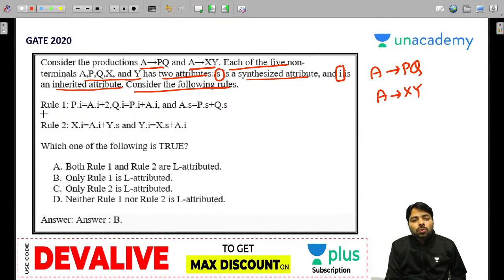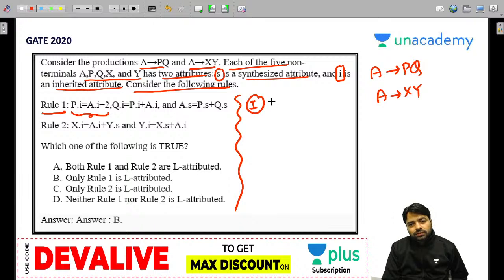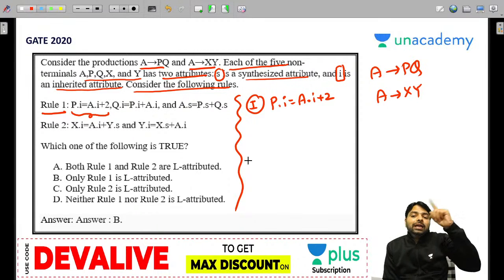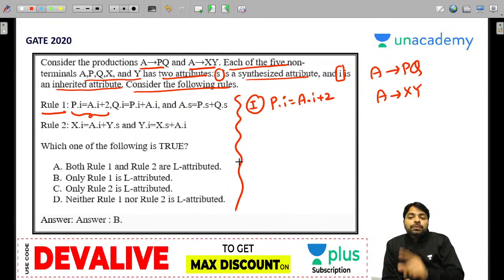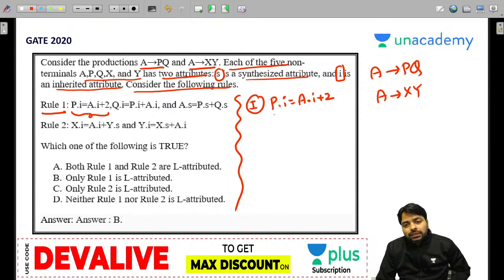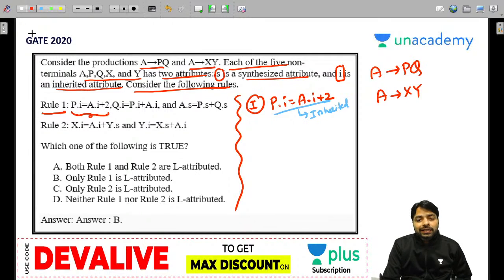So let's talk about rule 1. Rule 1, we are applying to the first production, remember. Rule 1, because there you have A derives PQ. And what is the meaning of this one? I will write somewhere here, guys. First one, P dot I is equal to A dot I plus 2. And P is computed by depending on A, means P is computed by depending on the parent. Okay, this looks like the inherited concept. Yes, no problem. Inherited.